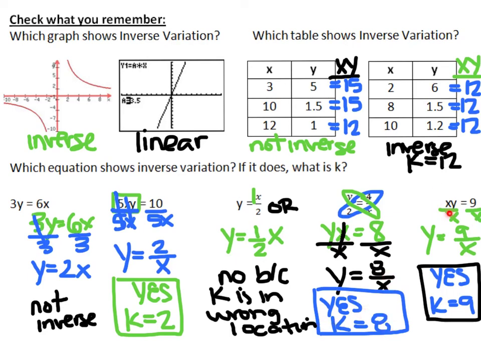The last one, very simple. If I box that xy, I notice that there's an x with it, so I had to divide both sides by x, and my final answer was y equals 9 divided by x. It's in inverse form, so yes, it is inverse, and k equals 9.